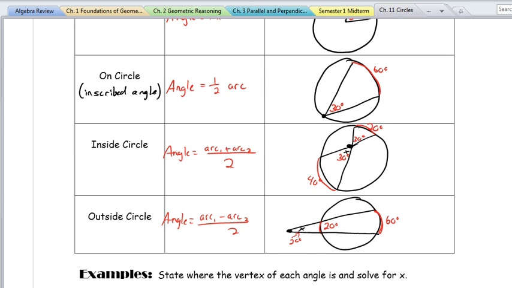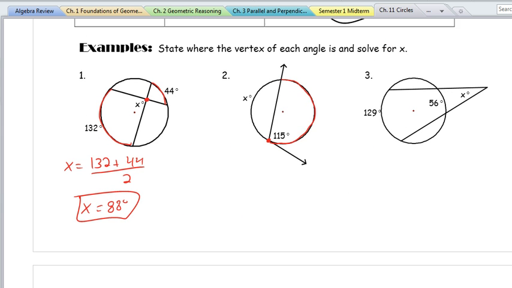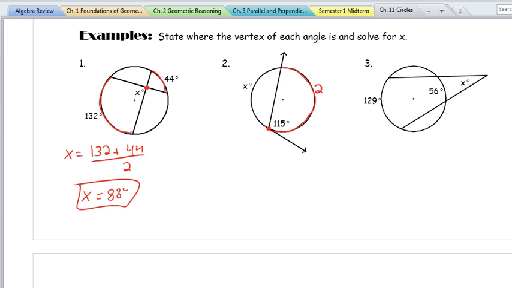Up here it says if that's where it's sitting on the circle, then it's double this, or 230 degrees. If that's 230 degrees, we know there's 360 degrees in a circle. So to get x, we're going to take 360 minus 230, and you get 130 degrees. Good.